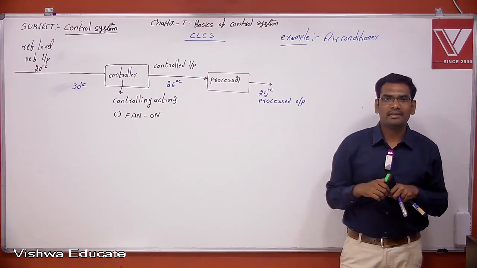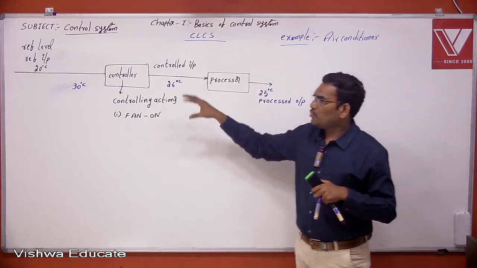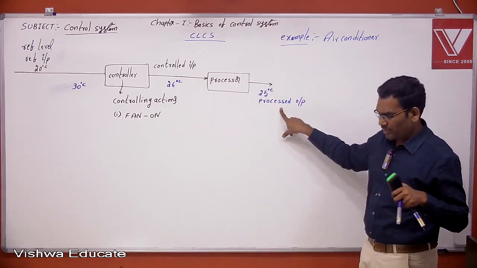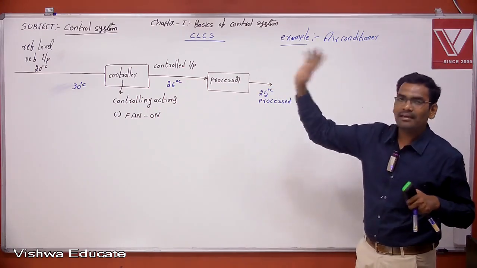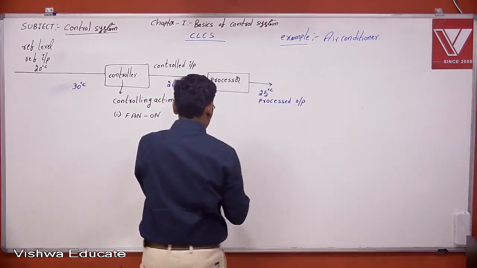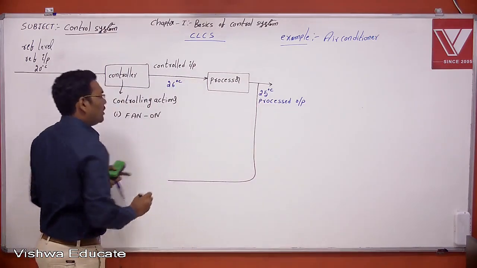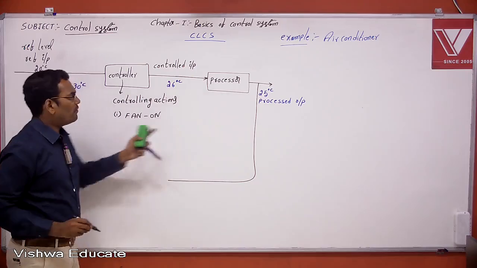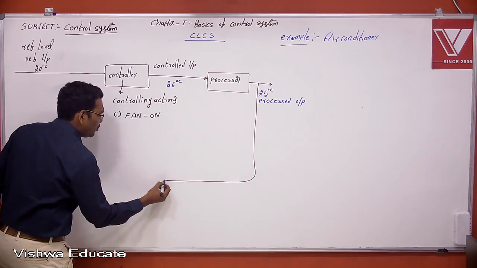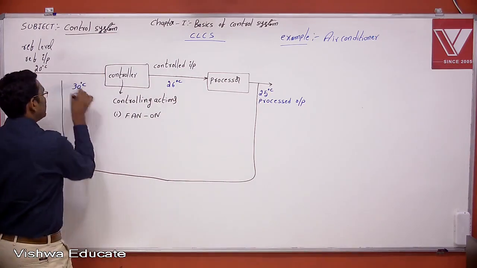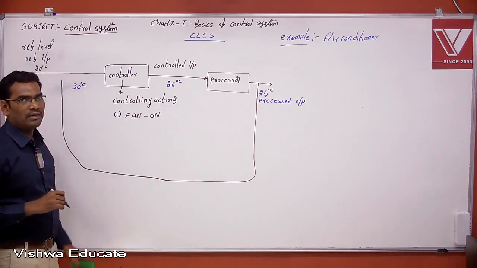In the same manner, after doing some machine operation, after doing some task, the processed output is now 25 degrees centigrade. This 25 degrees centigrade is compared with the reference level. If you want to compare this processed output with the reference level, first the processed output is brought to the input side. Then whose job is that? Who will bring that processed output to the input side and compare it with the reference input?